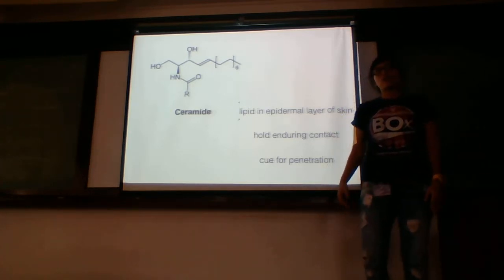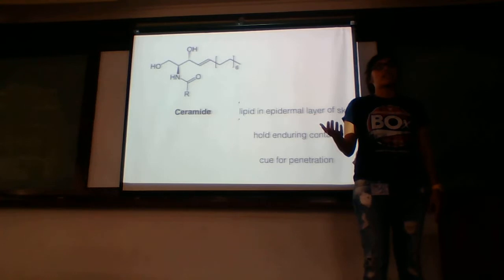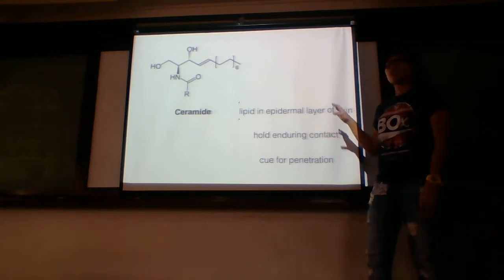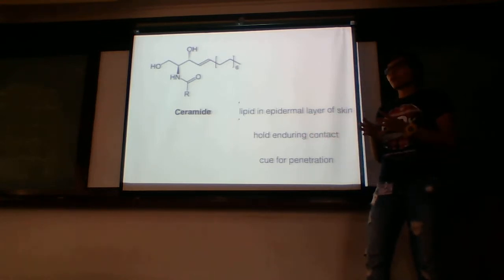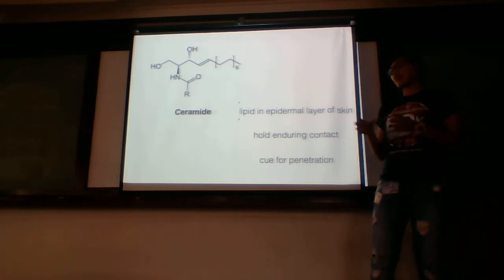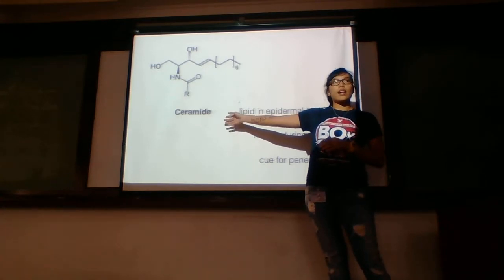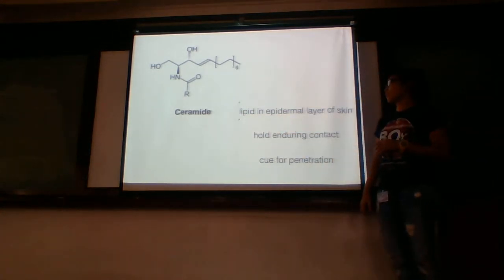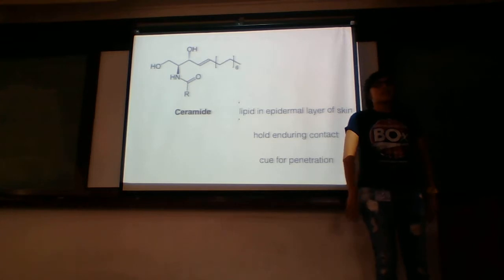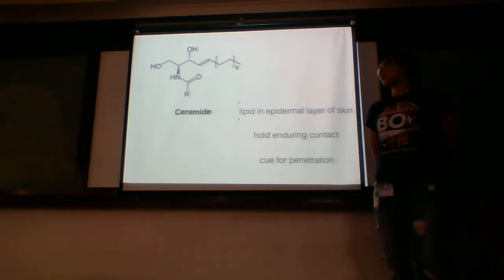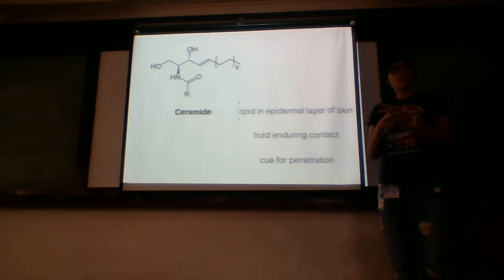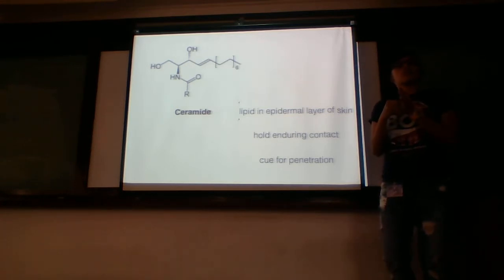Once the parasite is able to recognize a natural host, it is able to penetrate the host with the help of another lipid, namely the ceramide, which is found in the epidermal layer of the skin. So ceramide helps in ensuring the contact or makes the attachment longer.